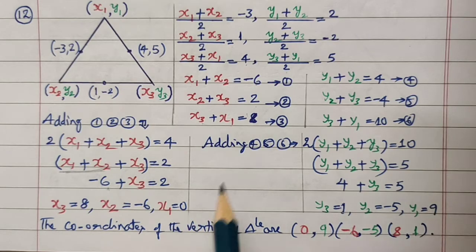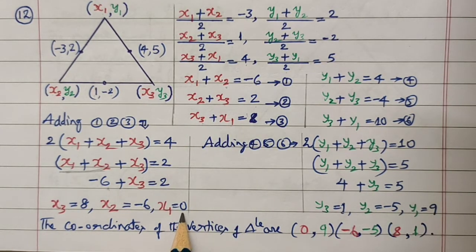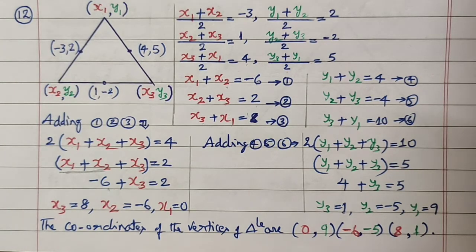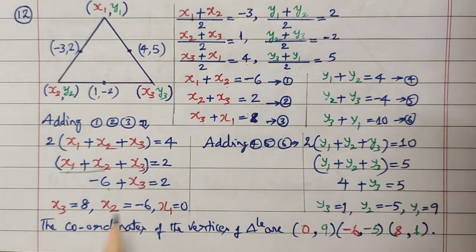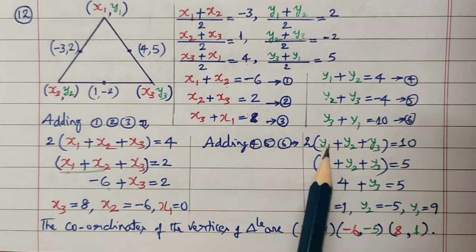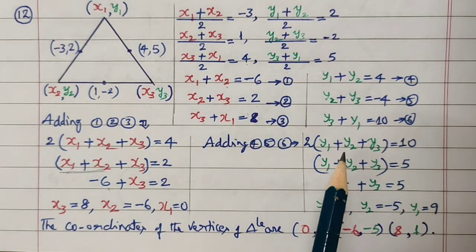Then use this x3 here to find out x2, that will become minus 6. Use the value of x2 here, when this goes that side, then minus 6 plus 6 becomes 0. Now we have found out the values of x3, x2 and x1. Let us go to the other side to find out the values of y1, y2 and y3.